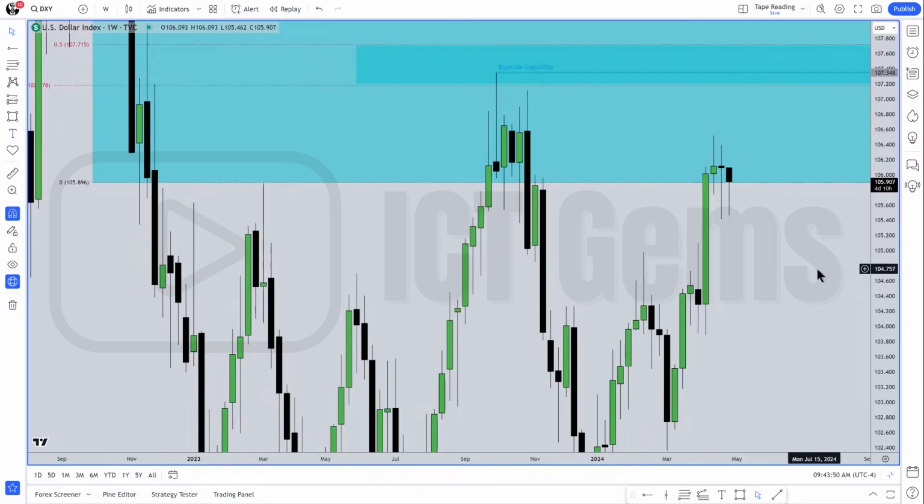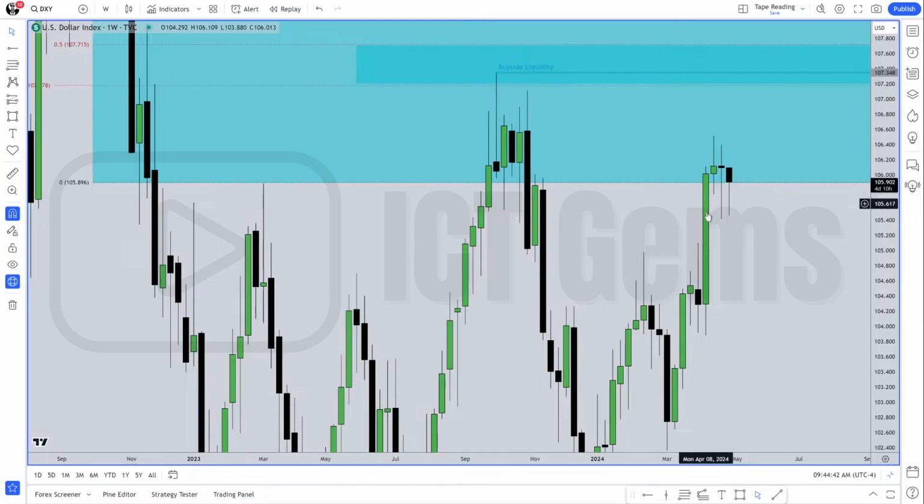We look at what it is that is likely to occur. Inside that little blue box, that's the draw on liquidity for ICT. I believe that that's where the dollar index can draw to. But now when we entered into the weekly chart, we have new imbalances, short-term buy side, relative equal highs. It does not change this. It confirms, in my opinion, it qualifies it more as a likely draw on liquidity.